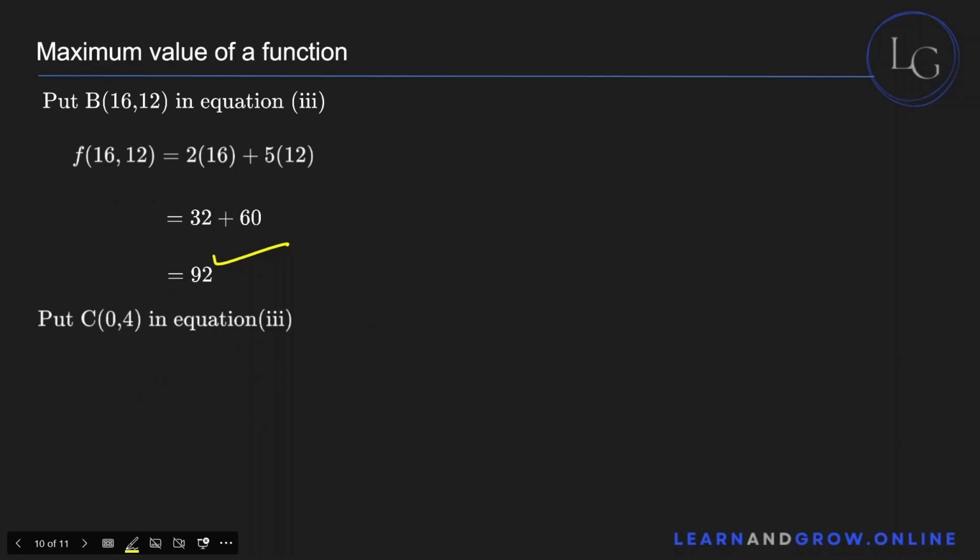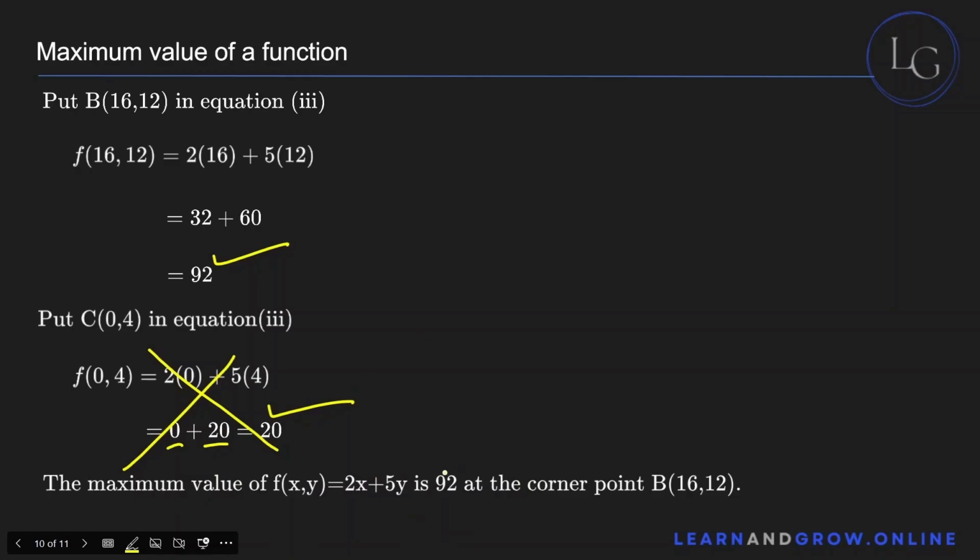Now let's plug in C, which is 0, 4. That gives you 2 into 0, 0, and 5 into 4, 20. So 0 plus 20 is 20. Now 20 is less than 92, so you can cancel this out as well. So 92 is the maximum value of the objective function that you can get from the constraints that were given to us, right? So 92, which is at the corner point B, 16, 12.